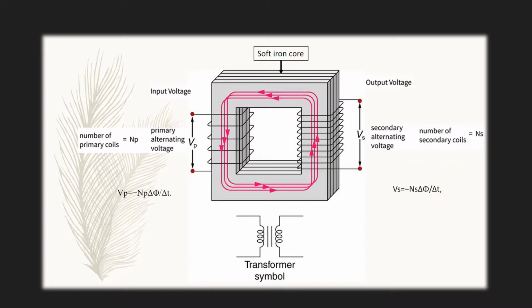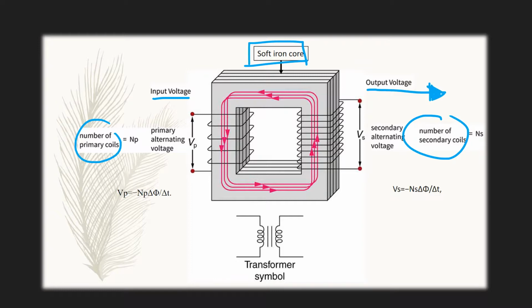Next, I'm going to talk about the transformer. The type of transformer considered here is based on Faraday's law of induction. This is a simple setup of a transformer, which is made of a soft iron core and coils. The two coils are called the primary coil and the secondary coil. In normal use, the input voltage is placed on the primary and the secondary produces the transformed output voltage.